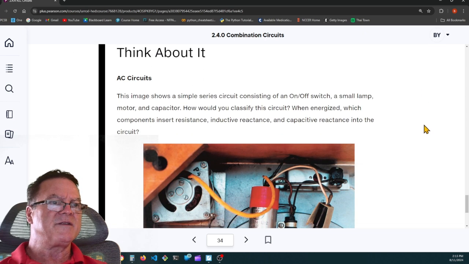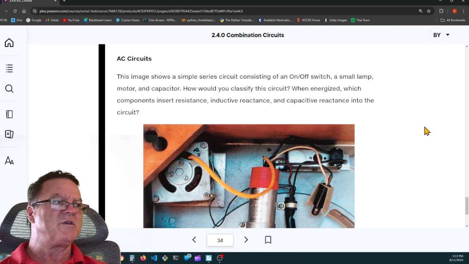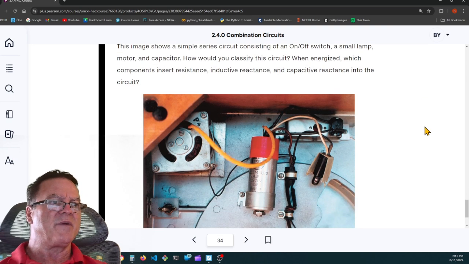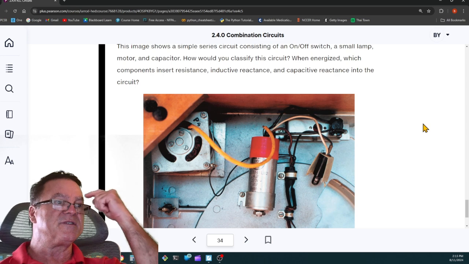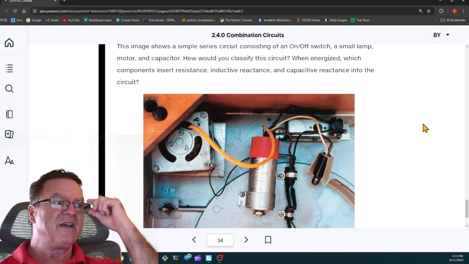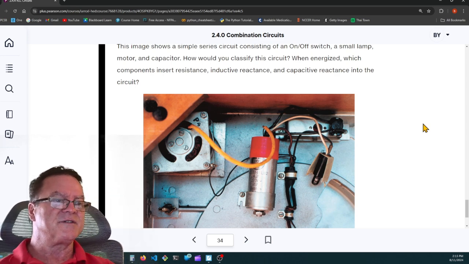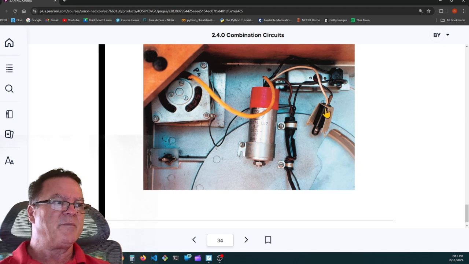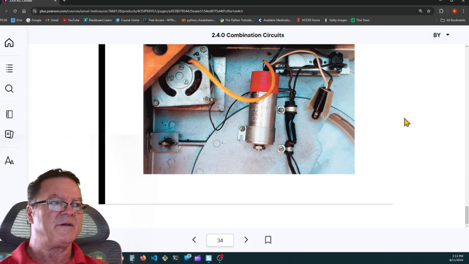All right. Think about it, AC circuits. The image shows a simple series circuit consisting of an on-off switch, a small lamp, a motor, and a capacitor. How would you classify this circuit? When energized, which components insert resistance, inductive reactance, and capacitive reactance into the circuit? Well, the light bulb is resistive, the motor is inductive, and the capacitor is capacitive. There you go.